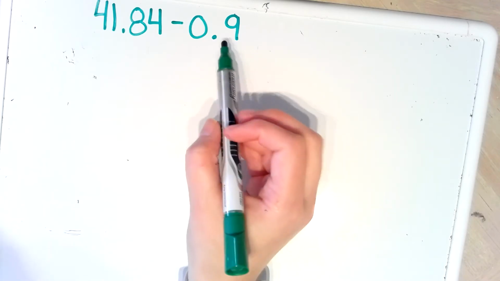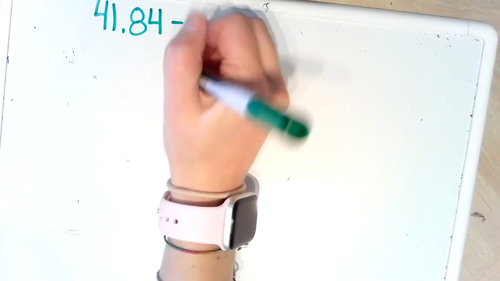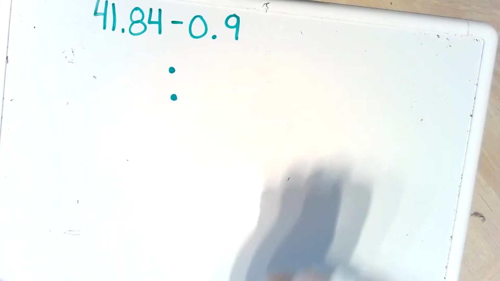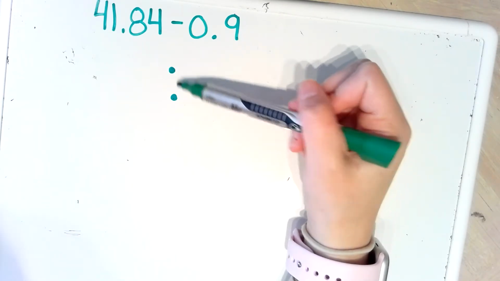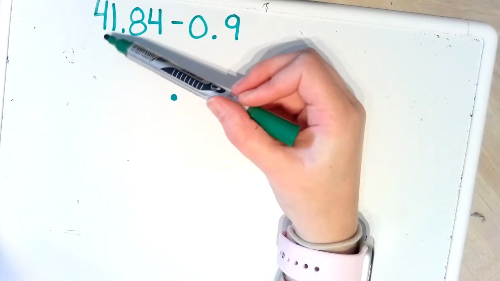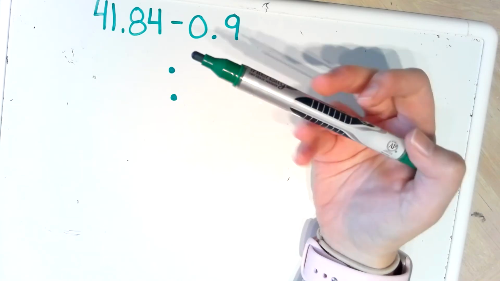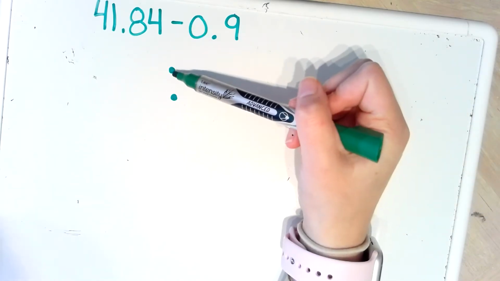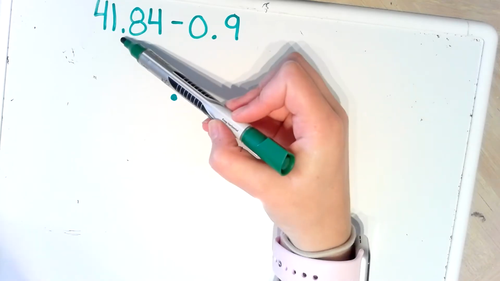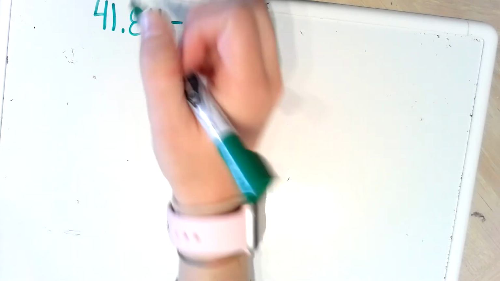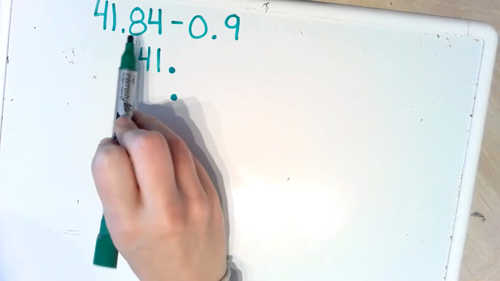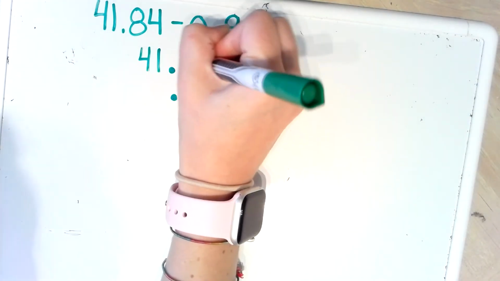So in order to set this up, the first thing I want to do is line up my decimals and make sure all of my numbers are lined up with the right place values. So I like to start by putting my decimals down first and then putting my numbers in to make sure that they're in the right place with their decimal. So here, I want to put my larger number first. So in front of this decimal, I know I have 41 in front and 84 on the other side.